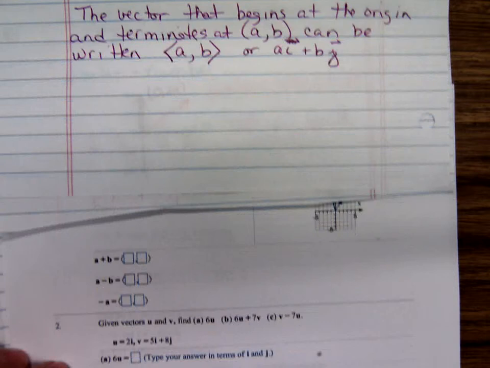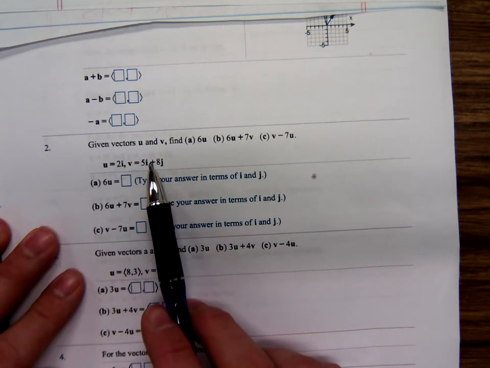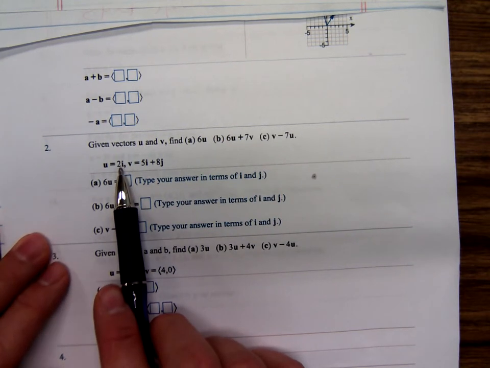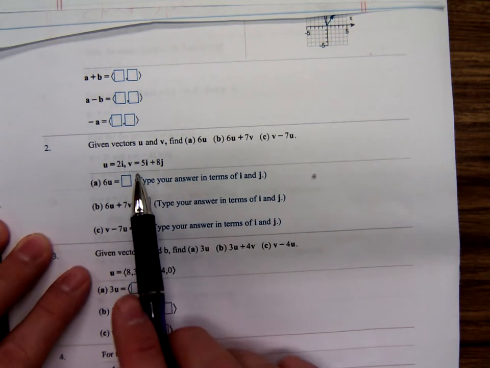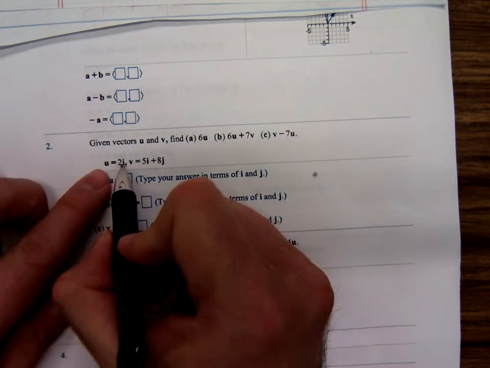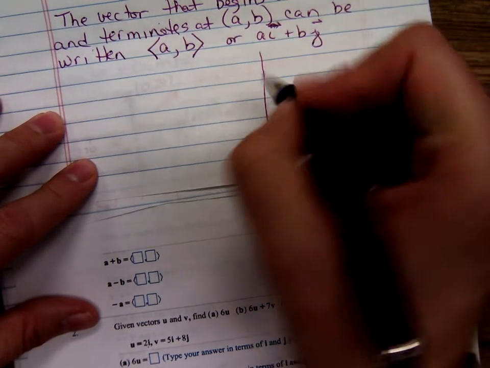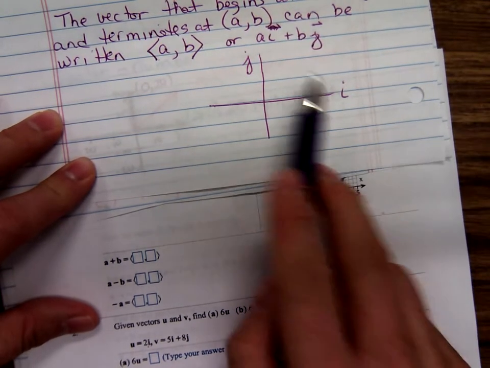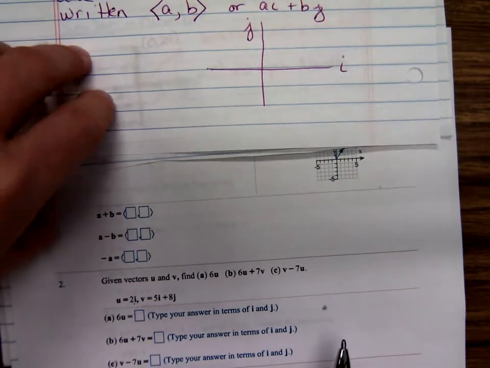I'll show you what I mean before we actually start doing some of these problems. Notice number 2, you're given two vectors, u and v. u is 2i, and v is 5i plus 8j. If you were going to draw those out, the i and j are going to represent the ordered pairs, ij instead of x and y. So we'll do number 1 in a moment.